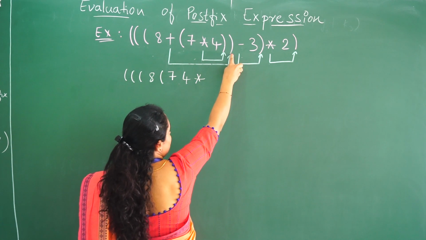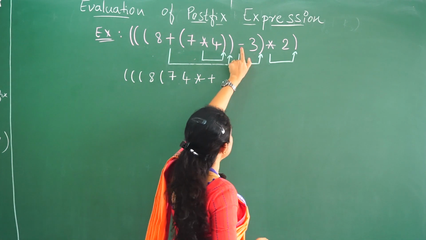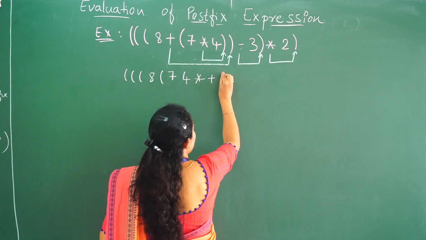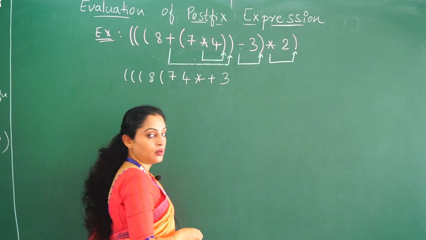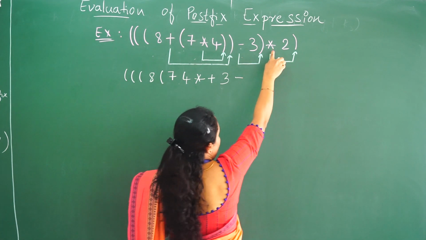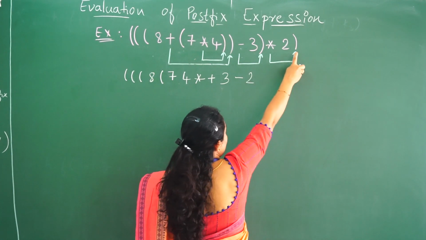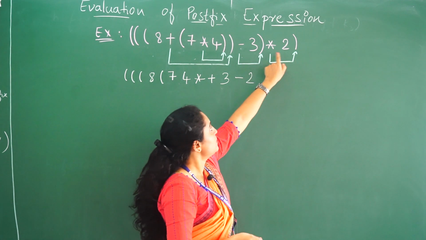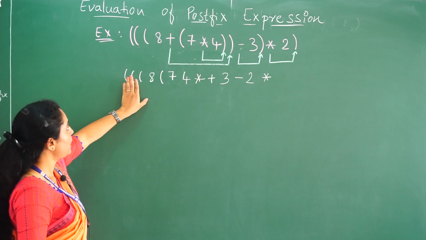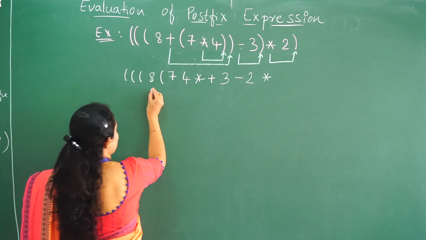Okay. So the next right parenthesis, we are going to replace with plus. Next minus, we are not writing, we are going to replace. Next 3. Next we have a right parenthesis, we are going to replace that with the minus. Next asterisk, we are not writing, replacing. Next 2 and this is a right parenthesis, so replacing with the asterisk. Now eliminate all the left parentheses, and we are going to get the postfix expression.